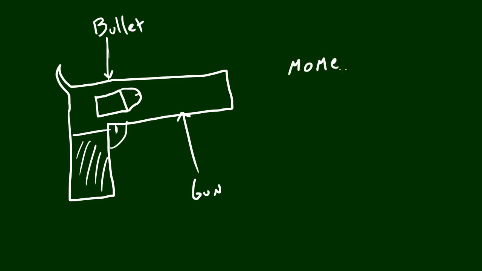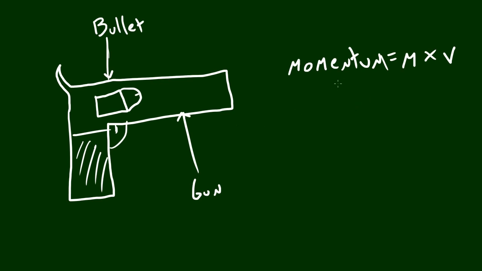Let me go ahead and label this. Bullet and gun. For some reason, I really like labeling things. The only other thing I want to do is write the formula for momentum, which is momentum. There we go. That's how you spell it. Mass times velocity. Now I want to write this down because it's pretty important, and I'm going to keep referring to it in my example.